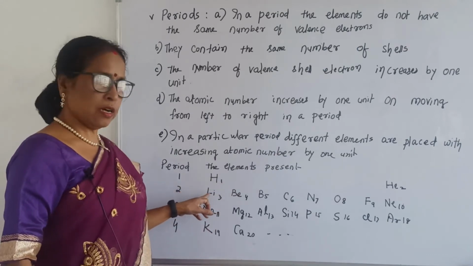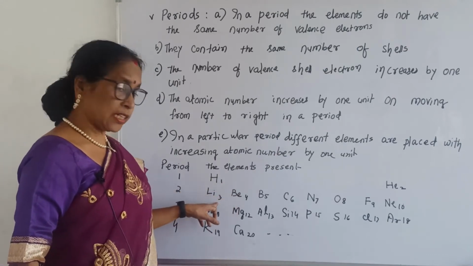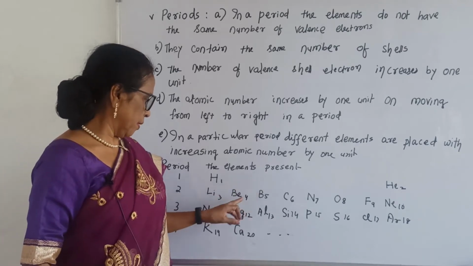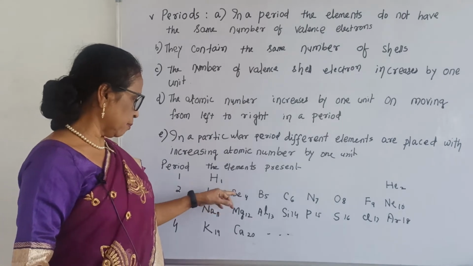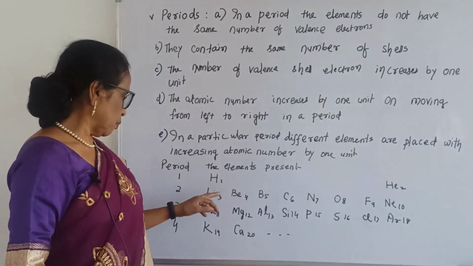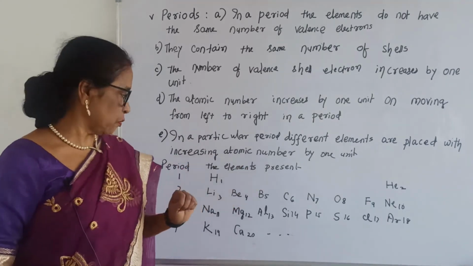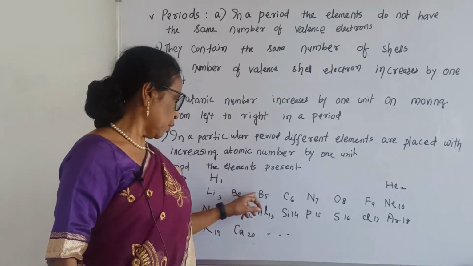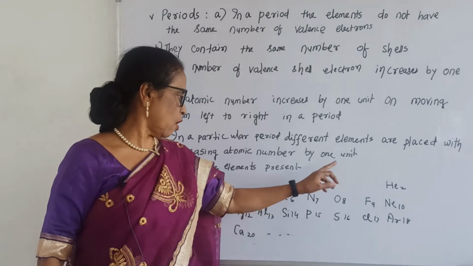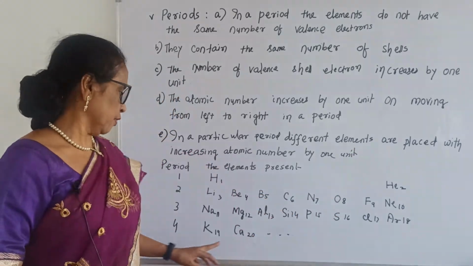Similarly, second period: lithium, beryllium. See, the atomic numbers are 3, 4, 5, that means they increase by 1 unit. Why? Because atomic number increases by 1 unit, so valence electron also increases by 1 unit. Lithium, beryllium, boron, carbon, nitrogen, oxygen, fluorine, neon.